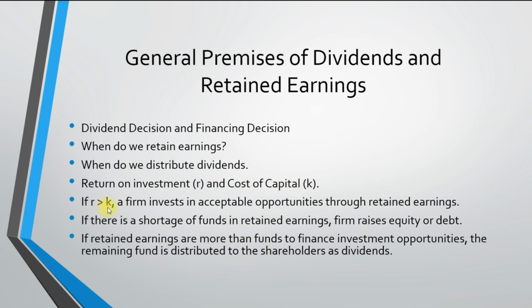If R is greater than K, that is, if the returns are greater than the cost of capital, a firm invests in acceptable opportunities through retained earnings. If there is a shortage of funds in retained earnings, the firm raises the shortage by equity or debt. If retained earnings are more than the funds needed to finance investment opportunities, the remaining fund is distributed to the shareholders as dividends. So that is the general premise of dividends. We'll see in detail what exactly this means.